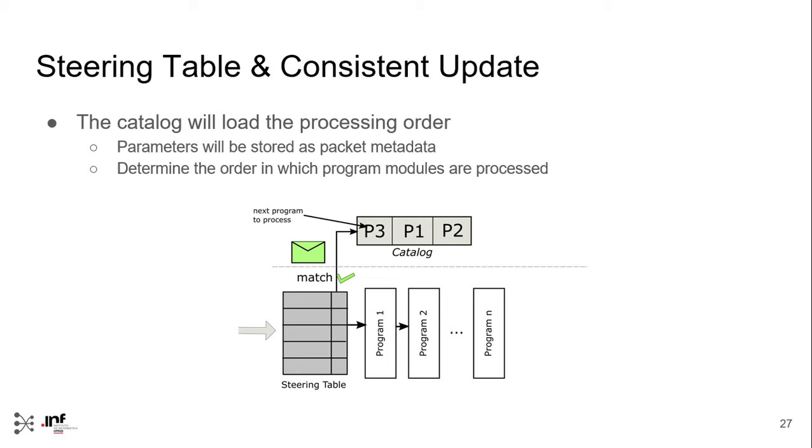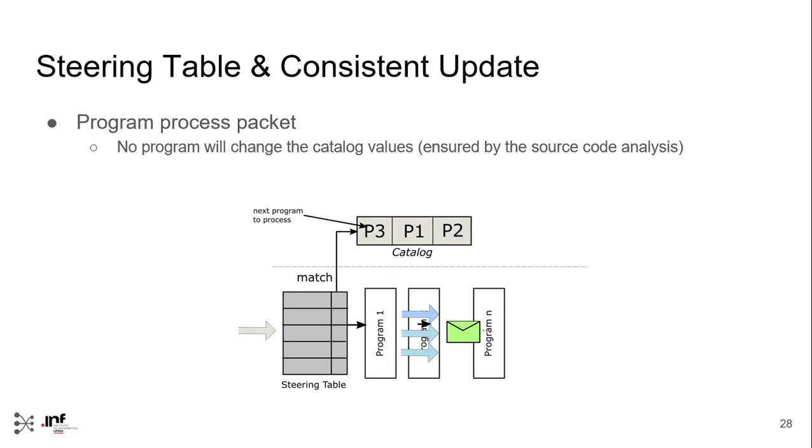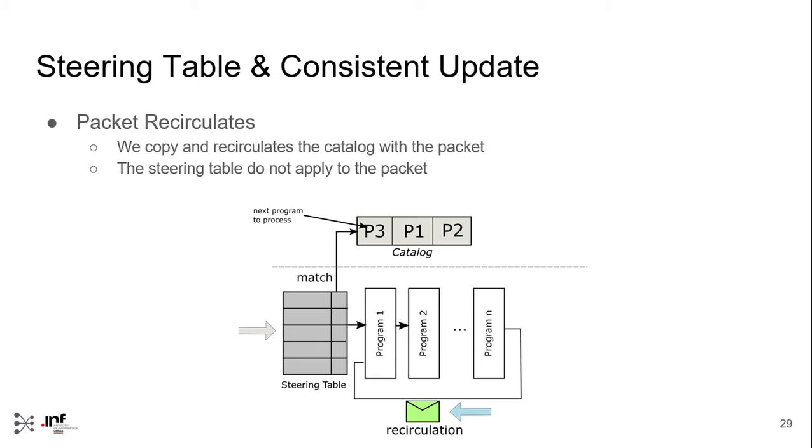After loading the packet processing order, the packet will be processed by the first program of the catalog. Note that no program that processes this packet can change the values of the catalog. This is ensured by our source code analysis that isolates programs. After the packet is processed by the first program of the catalog, it recirculates back. It also recirculates back the values of the catalog. If our language does not recirculate the metadata values automatically, we must rewrite this. After recirculation, the steering table will not apply to the packet, which avoids the potential of rewriting the catalog.